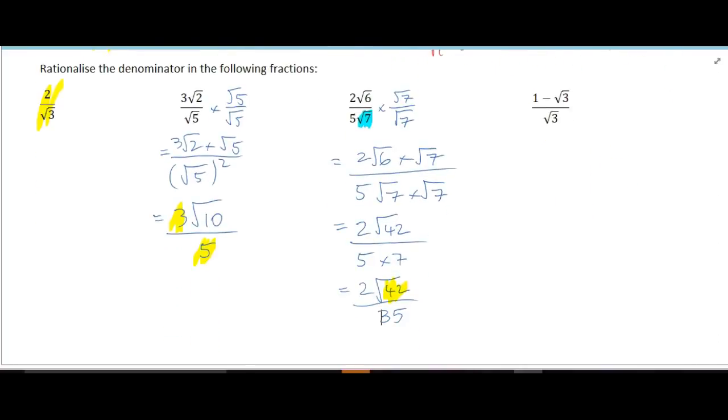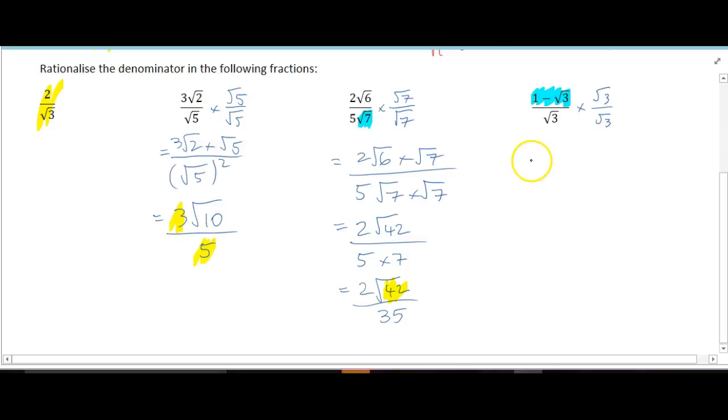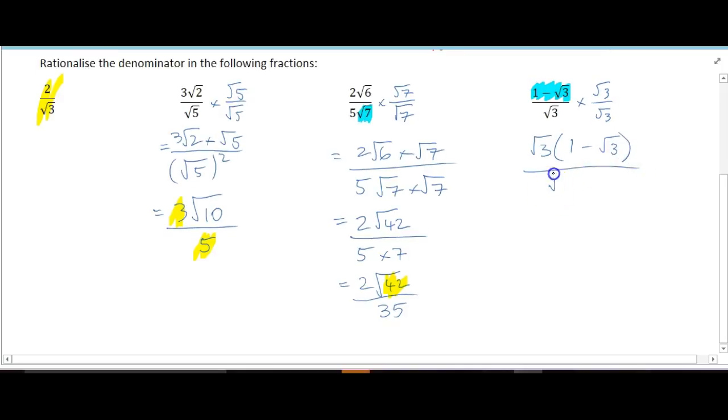Finally, this last one, we're going to multiply both top and bottom by root 3. Now this one's going to give us a bracket because we've got two terms in that first line there. So the way you'd write this is root 3 in brackets 1 minus root 3, and on the bottom line you'd say root 3 all squared. That's probably the easy bit. So this one you have to expand.